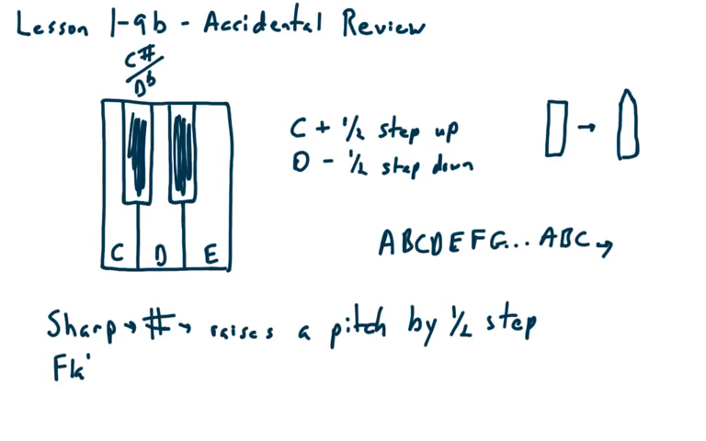Let me just write this down. Flat, looks like a B, lowers pitch by one half step. Now, if you go play an E on any instrument, and then you play an E flat, it will sound slightly lower.